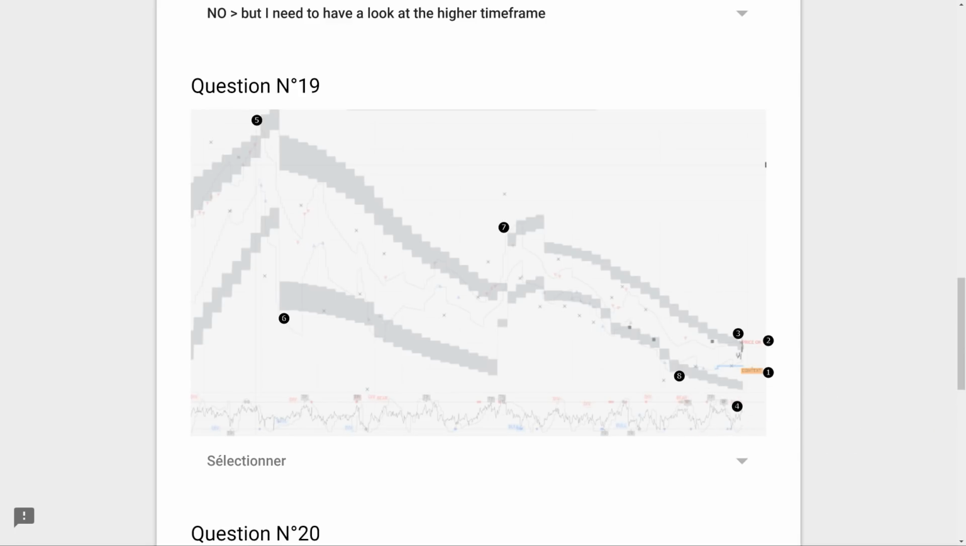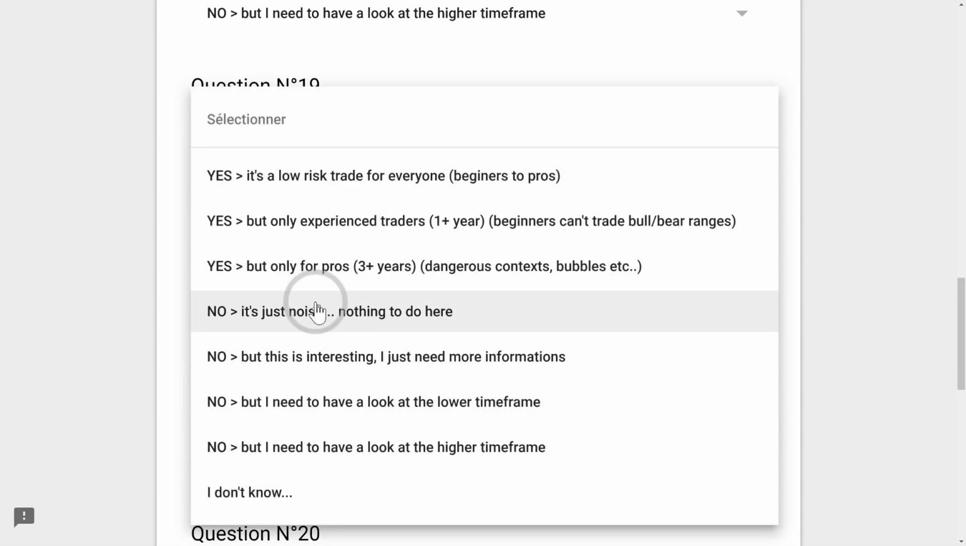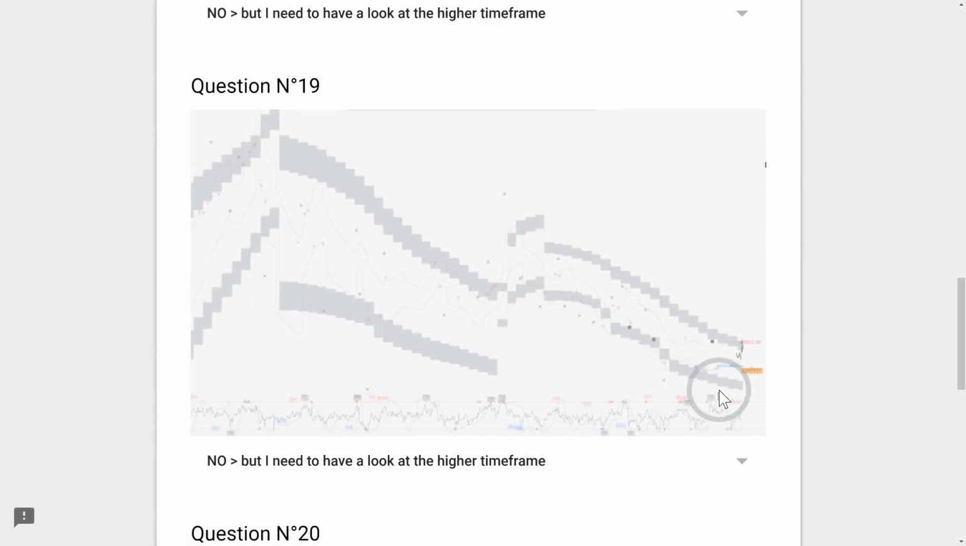So what did you guys give me for question 19? My answer in here is, honestly, have a look at the broader picture. Or it's just noise, it's uninteresting, but I don't think there is a trading activity to do in here, at least not in this time frame. So pretty balanced answers you guys gave me. 28% on average gave me the most common answer. You need to have a look at the higher time frame, so we agree on this.